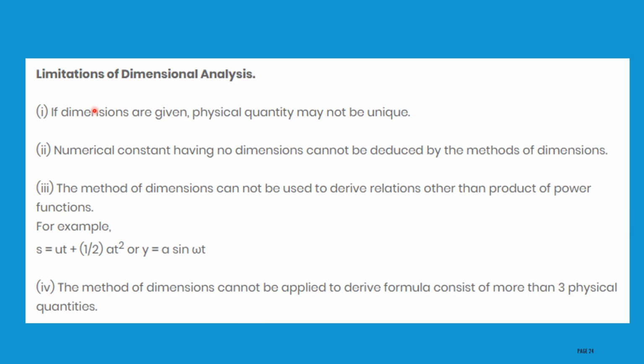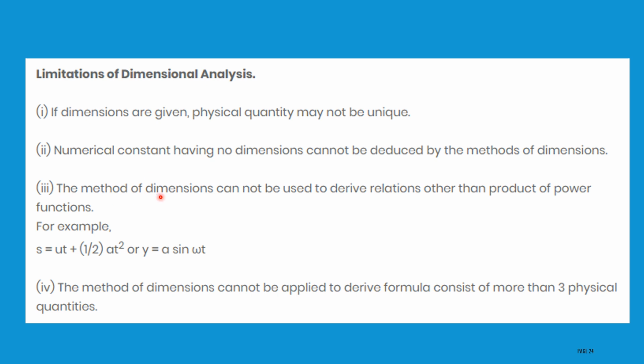Limitations of dimensional analysis. First one, if dimensions are given, the physical quantity may not be unique. Second one, a numerical constant having no dimensions cannot be deduced by the method of dimensions. You know, a numerical constant will not be involved; it comes in the limitations of dimensional analysis, because dimensional analysis will not indicate the numerical values.